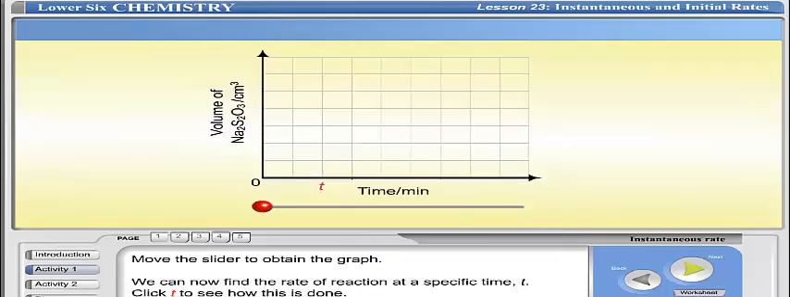Move the slider to obtain the graph. We can now find the rate of reaction at a specific time t. Click T to see how this is done.